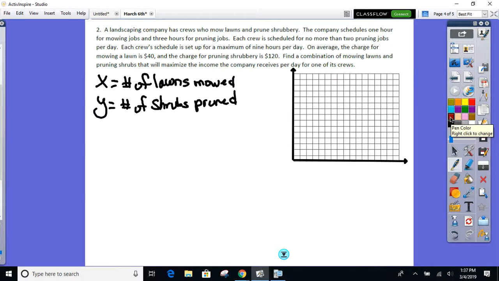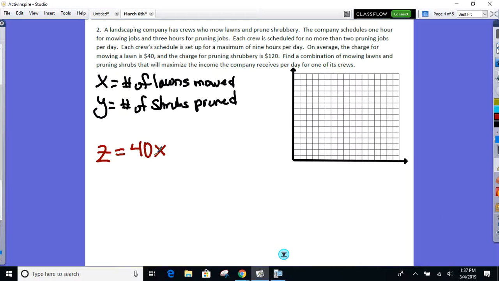Next up, your objective function. I want to maximize the income. How much for a lawn? How much for a lawn? 40. So Z equals 40x. 40 for a lawn plus how much for a shrub? $120 for a shrub. I'm not graphing that. That's what I'm going to plug into at the end.